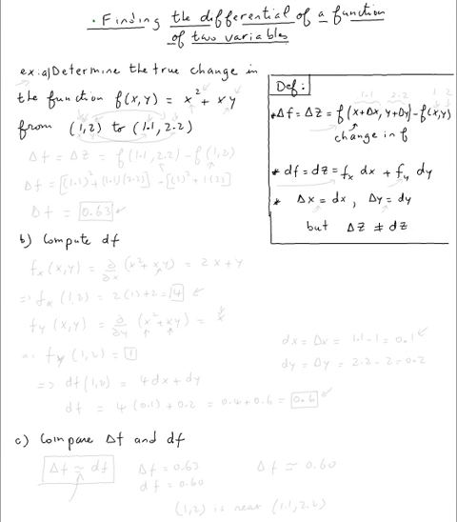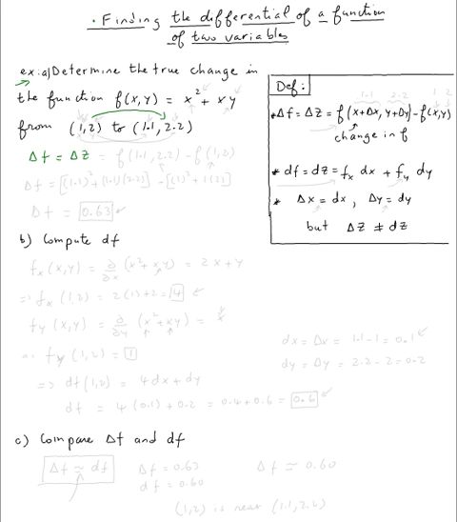The topic is finding the differential of a function of two variables. So let's do the first example. Determine the true change in the function f(x,y) = x squared plus xy from the point (1, 2) to (1.1, 2.2). Now, they're asking us to find delta f, or delta z, it's the same thing. Delta f is the change in the function from this point to this point.